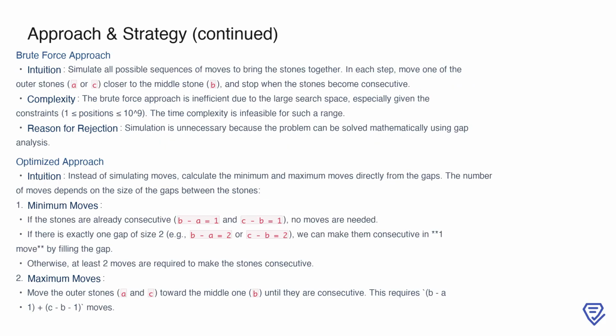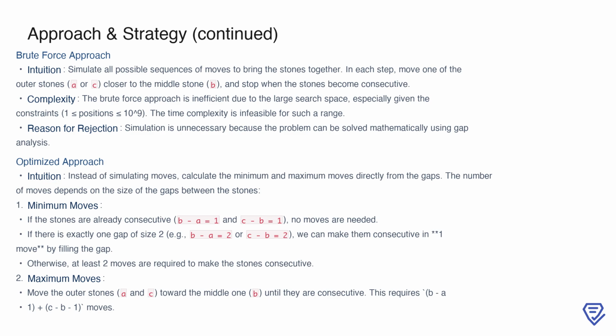One initial approach to solving this problem is a brute force simulation. The idea is to try all possible sequences of moves, where in each step, one of the outer stones, A or C, is moved closer to the middle stone, B, until the stones become consecutive. While this approach is intuitive, it quickly becomes impractical due to the large range of possible positions, which can go up to 10 to the power of 9. The sheer size of the search space makes the time complexity of this method infeasible.